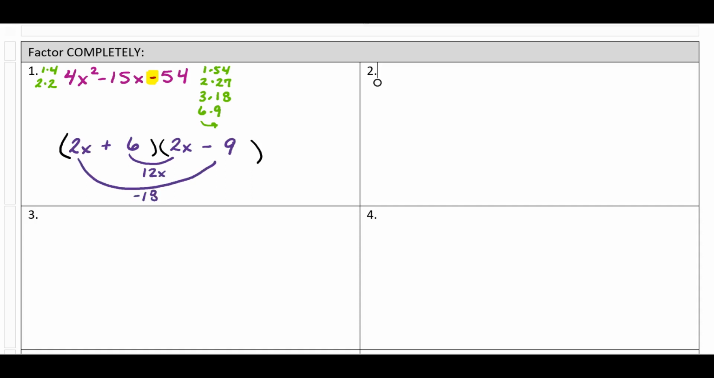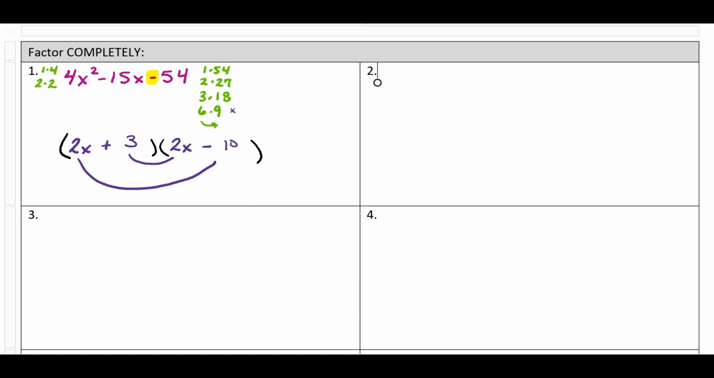minus 18x. Which is negative 6x. And even if I were to change the signs, that would just change the number. I need a 15 there, and I have a 6. If I were to flip-flop 6 and 9, it's not going to change it because 2x and 2x are the same. So 6 and 9 did not work for 2 times 2. So I'm going to erase 6 times 9, and I'm going to try a new factor pair. So maybe I'm going to try 3 times 18.